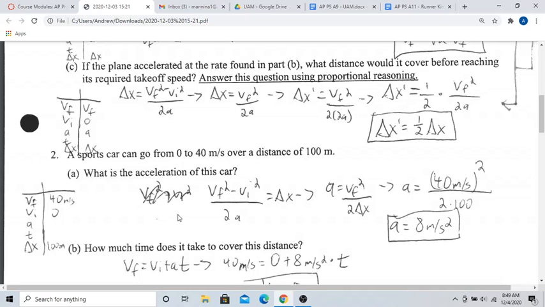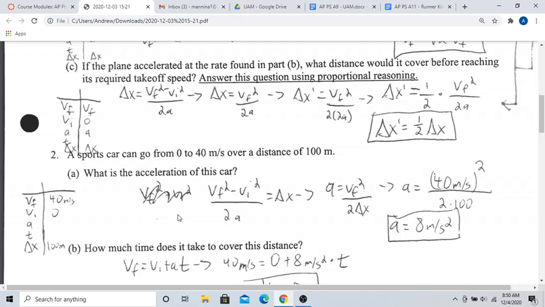So, because of that, you need to do a little bit of manipulation, move some stuff around to get a by itself. Once you do that, you just plug in what you know into the equation, which is exactly what we did. Solve for acceleration, boom, 8 meters per second squared.